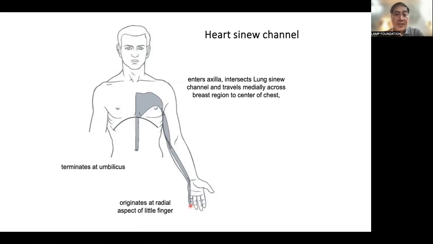It originates, as you can see here, on the medial aspect of the little finger. It connects first with the pisiform bone of the hand, and then again at the medial aspect of the elbow. From here, the channel proceeds upward and enters the chest cavity below the axilla. It crosses the lung muscle channel in the breast region and connects in the chest. Descending across the diaphragm, the channel connects at the umbilicus.